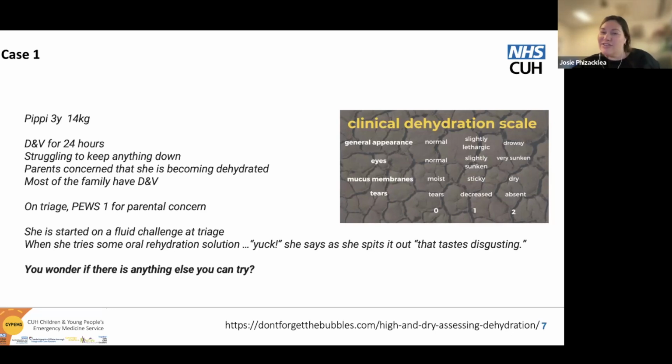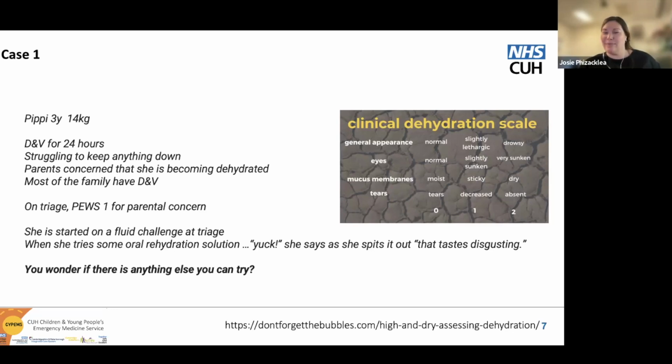Are they lethargic, drowsy? Have they got the slightly sunken eyes, or very sunken eyes? That's very subjective, what the difference would be. Mucous membranes, are they dry? And even tears, so they actually score if you can see tears, which I thought was interesting. So this patient, Pippa, started on the fluid challenge, and someone started her on Dioralyte or rehydration solution.